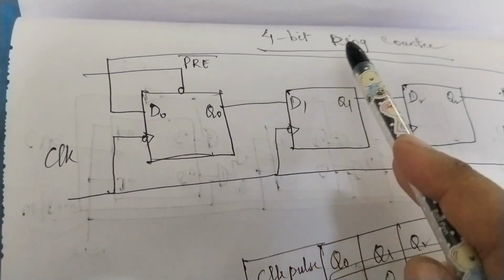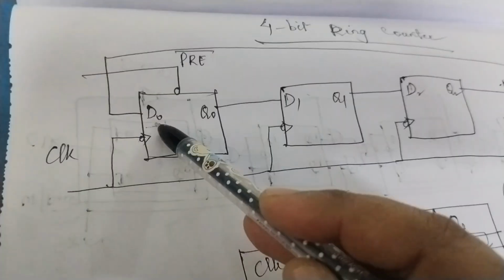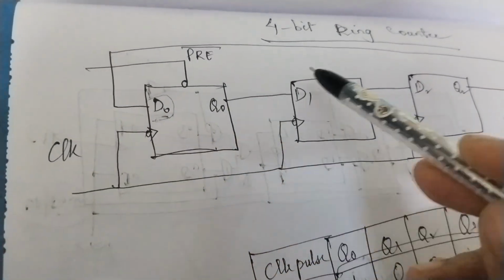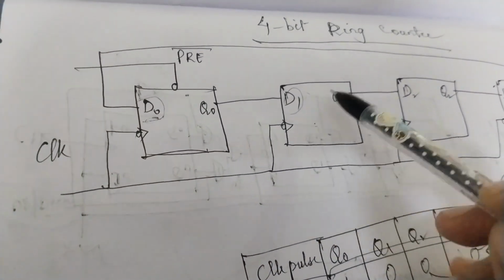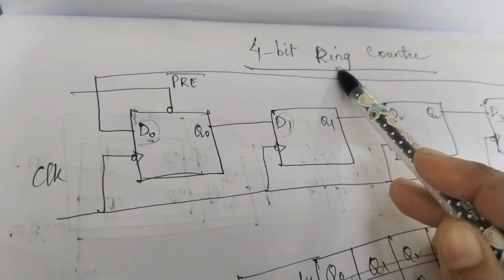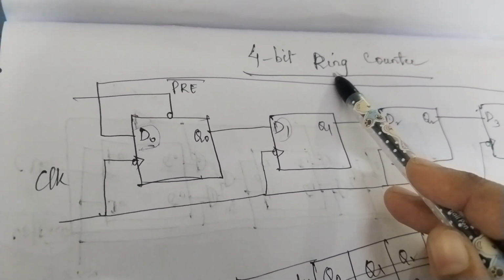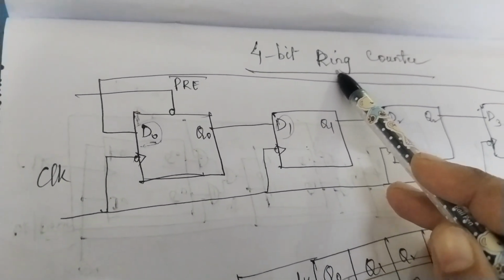One more thing: for ring counter design we don't use JK flip-flops, instead we use D flip-flops. That's why a ring counter is also known as a shift register. It behaves like a shift register.